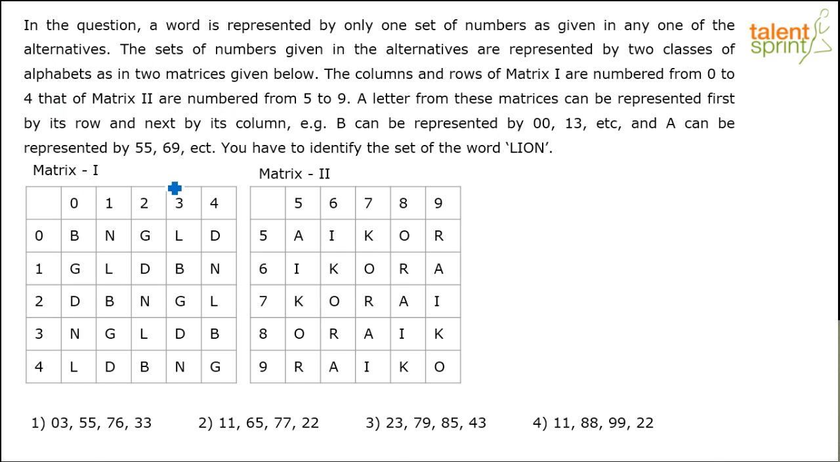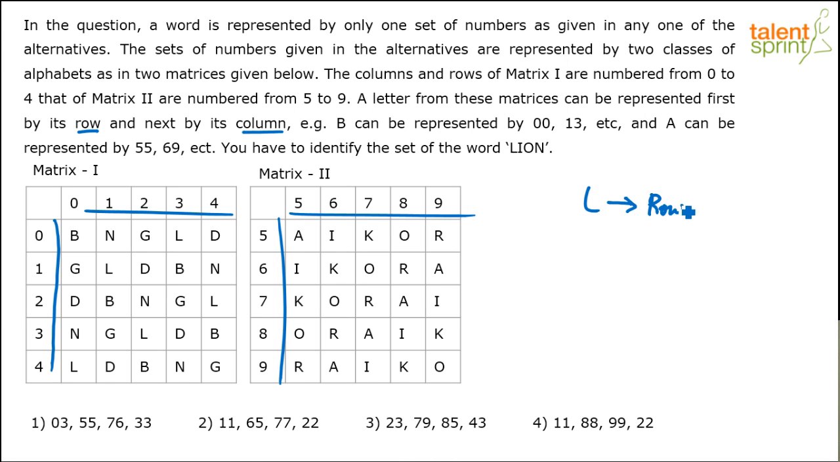So you can see there are two matrices. In matrix 1, we have both columns and rows numbered 0 to 4, and matrix 2 has 5 to 9, right? Now a letter from these matrices can be represented first by its row and next by its column. This is important. Any letter that you choose from here is represented first by the row number followed by the column number, right?